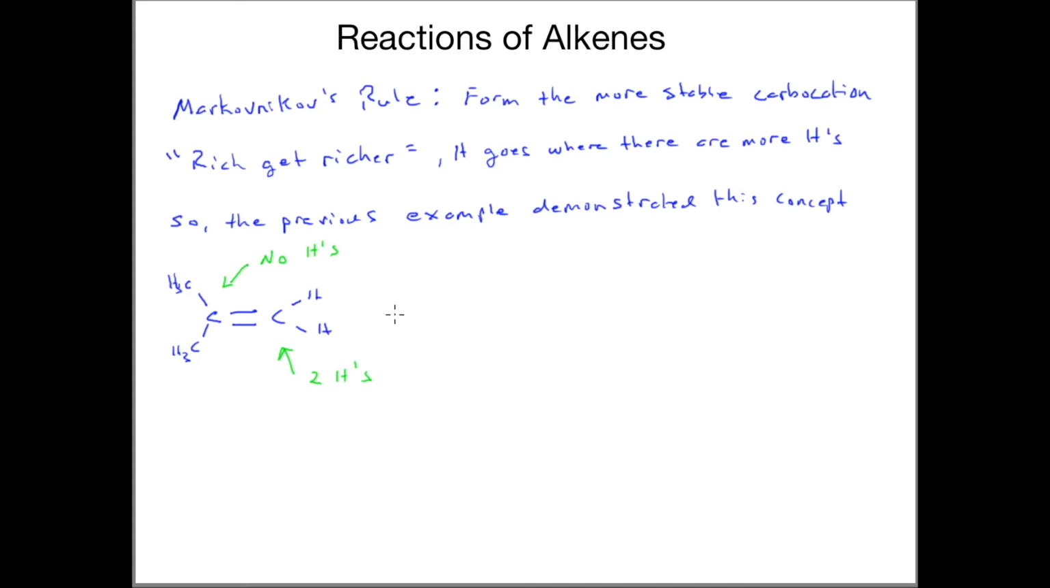This is a perfect example of Markovnikov's rule, and this shows how the H adds where there are already more hydrogens. So if we treat this again with HCl, you can see here that we're going to form the carbocation on the side where there are fewer hydrogens, or you might think of it as more substituents. In other words, alkyl substituents is what we're talking about here. And so there you go. That allows you to form the more stable carbocation.